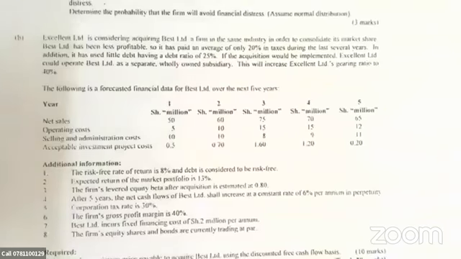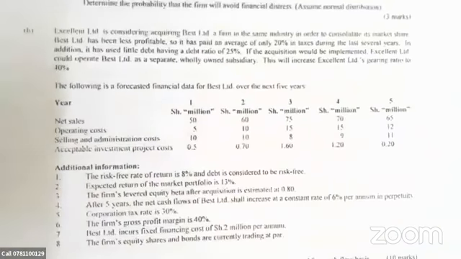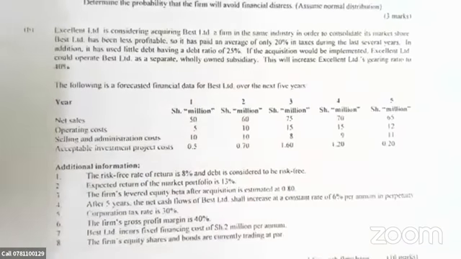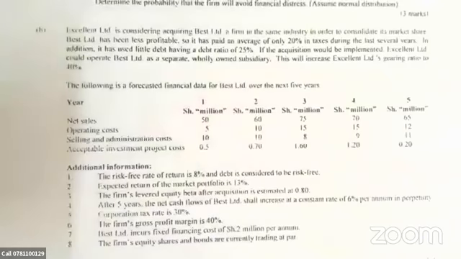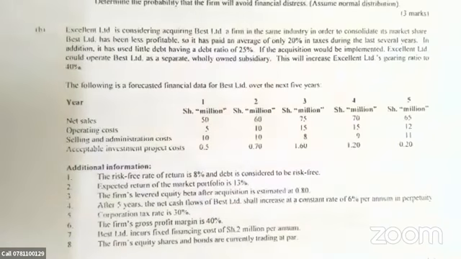That means 100%. This will increase the Excel Limited gearing ratio to 40%. So that means the weight of the debt will be 40%, and the proportion of the equity will be 60%. The following is the forecasted financial data for Best Limited over the next 5 years. Remember, you are told that Excel Limited could operate Best Limited as a wholly owned subsidiary. This will increase Excel Limited's gearing ratio to 40%.